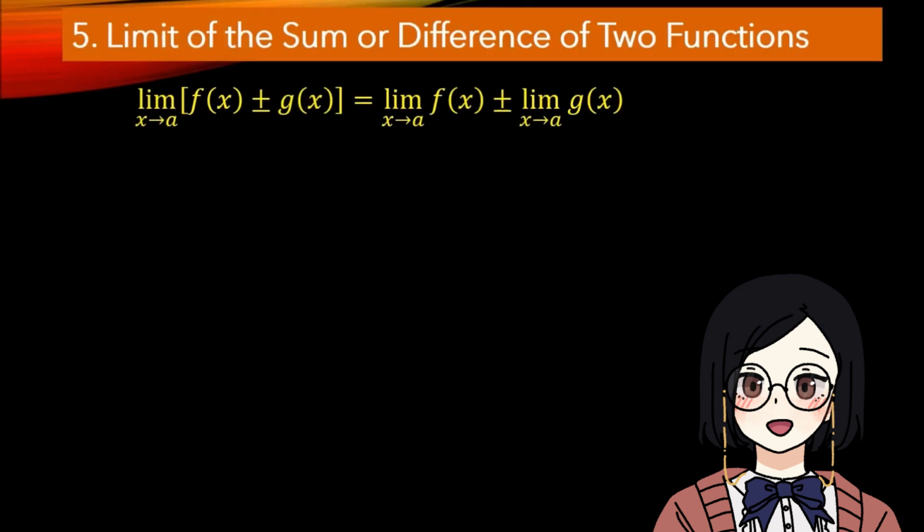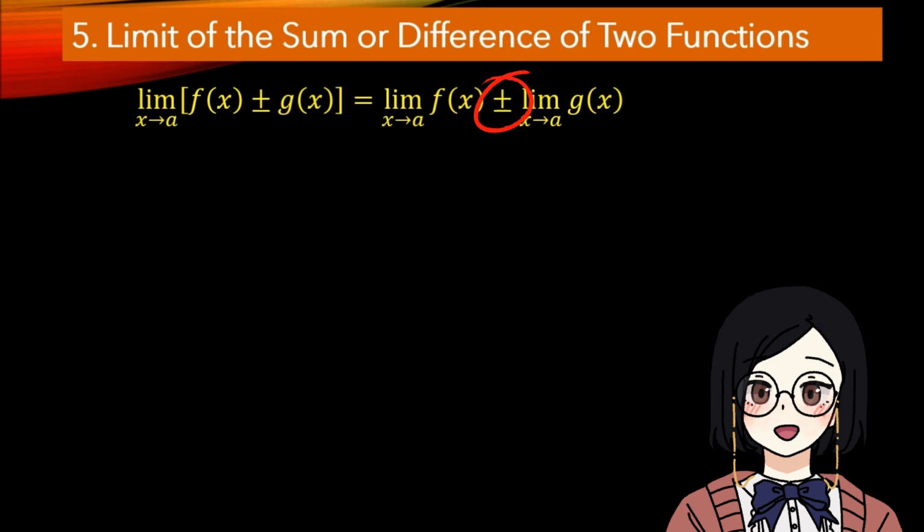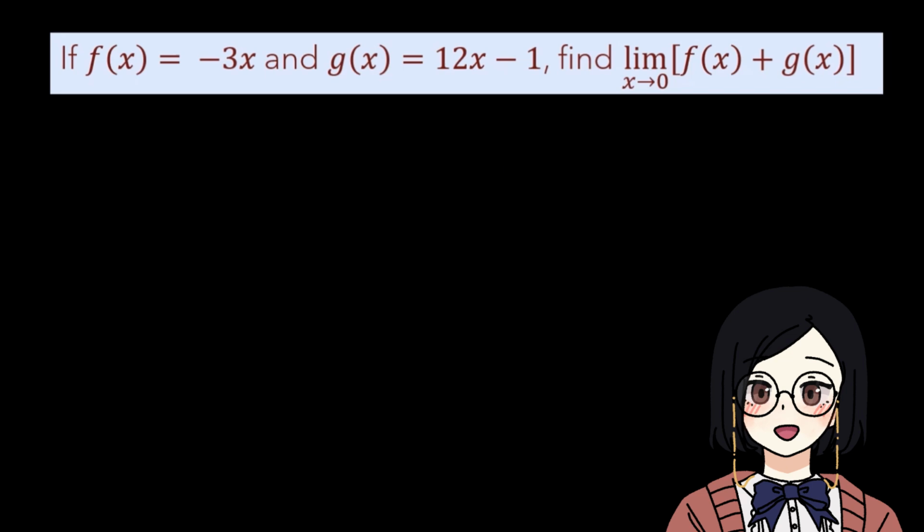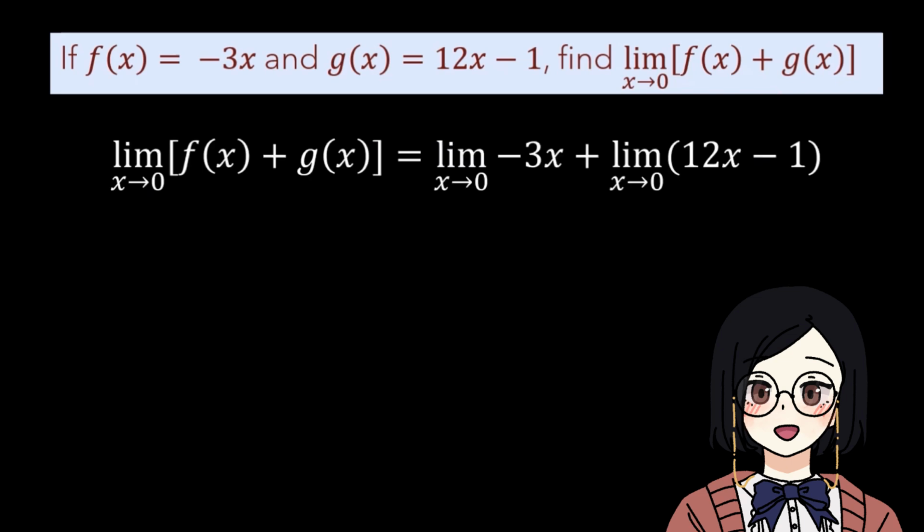In evaluating the sum or difference of two functions, all we have to do is to evaluate the limit of each function and then perform the operation between them. For example, if f of x equals negative 3x and g of x equals 12x minus 1, find the limit of f of x plus g of x as x approaches 0. Applying the limit laws, we will have the limit of negative 3x as x approaches 0 plus the limit of 12x minus 1 as x approaches 0.